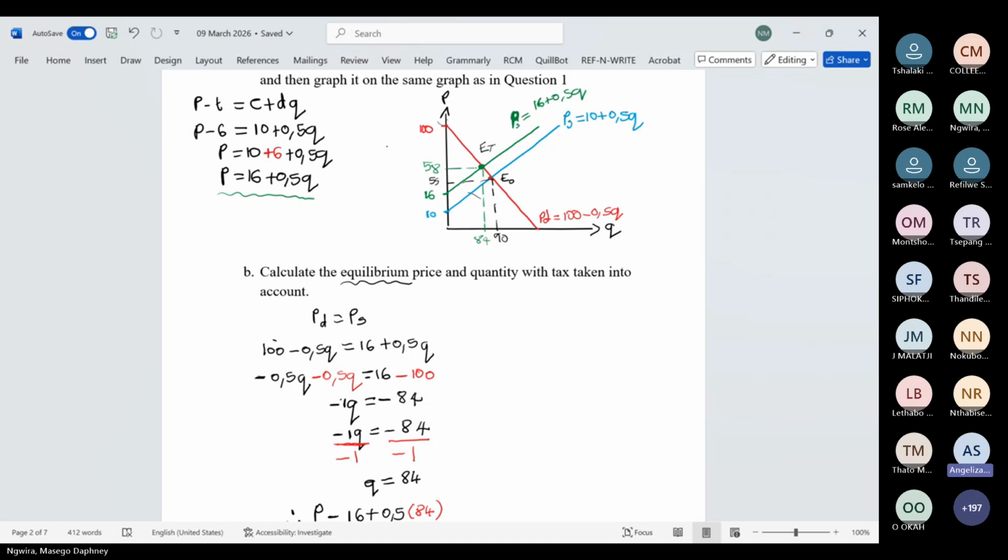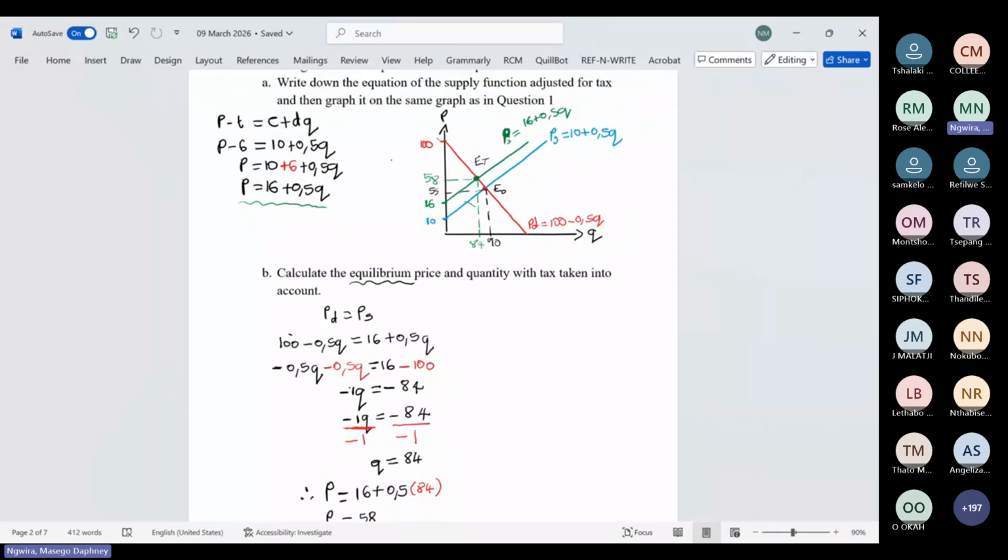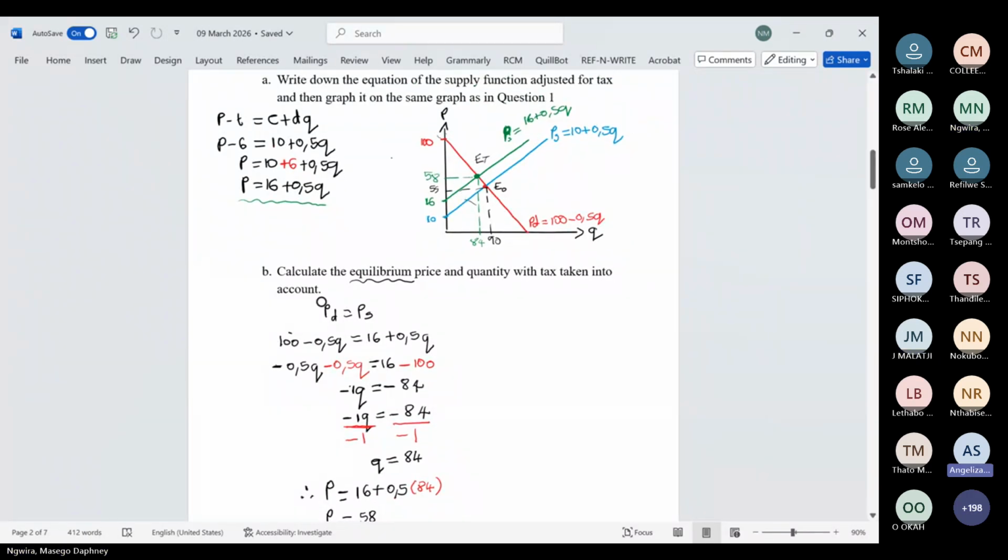Masego, can I ask a question, please? Yes. Sorry, I do understand what you're doing, don't get me wrong, but I want to know, why do you divide by 1? I do understand how you got to the answer. I understand the whole thing. I just want to know why 1? Oh, even with the previous question, I divided by 1. Okay, I wanted to remove the negative.